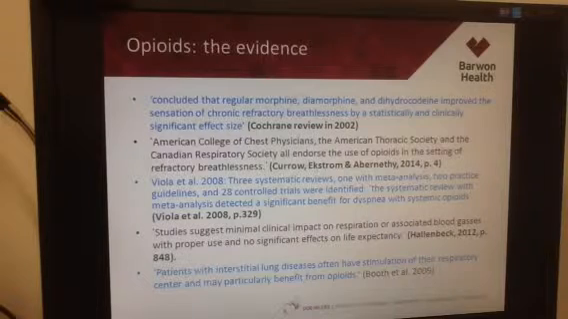So there is lots of evidence from clinical trials and articles for the use of opioids with refractory breathlessness. There was a Cochrane review done in 2002. Caro et al. and Viola et al. have all done many systematic reviews and meta-analyses that endorse the use of opioids in the setting of refractory breathlessness. And in particular, Booth et al. also stated in her study that patients with interstitial lung disease often have stimulation of the respiratory centre and may benefit from the use of opioids.